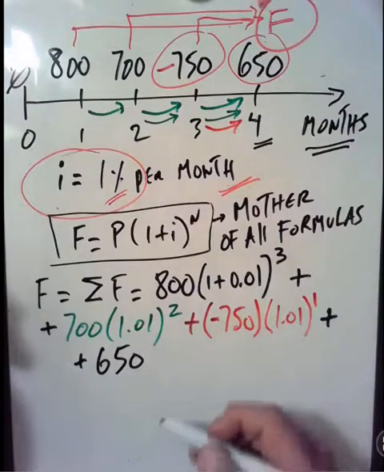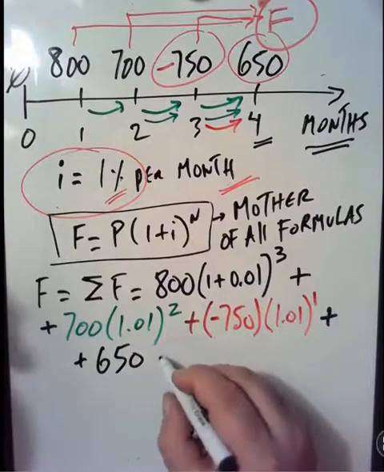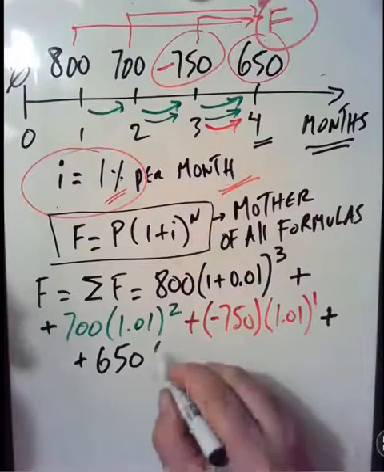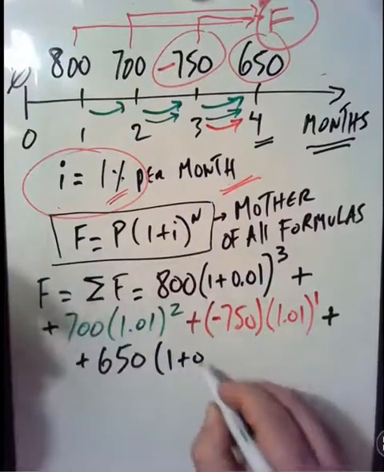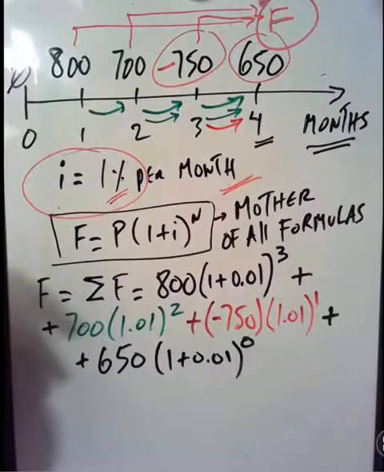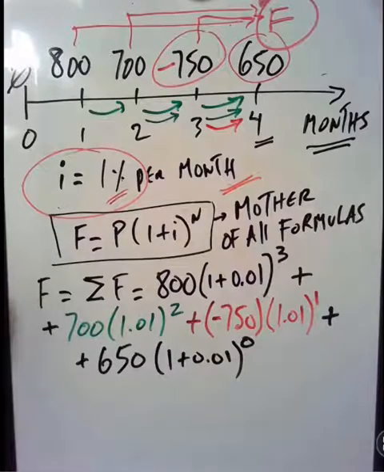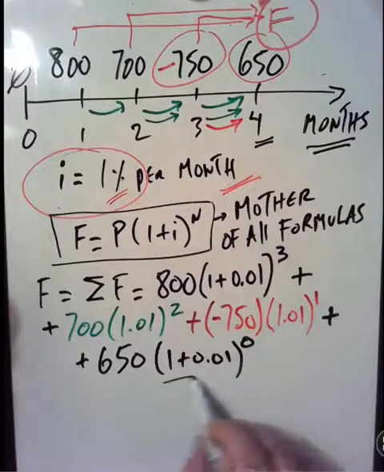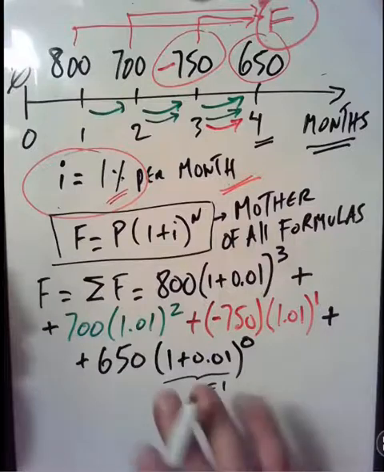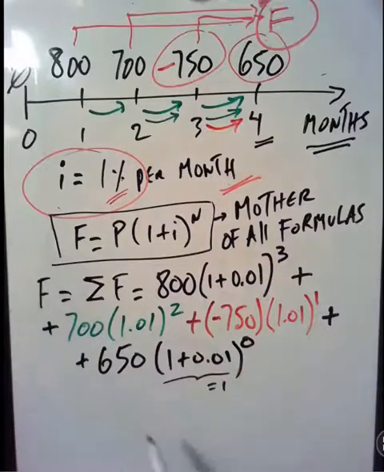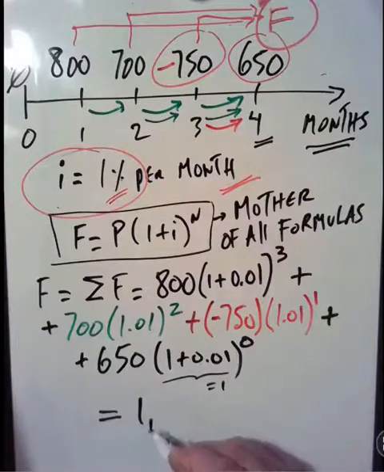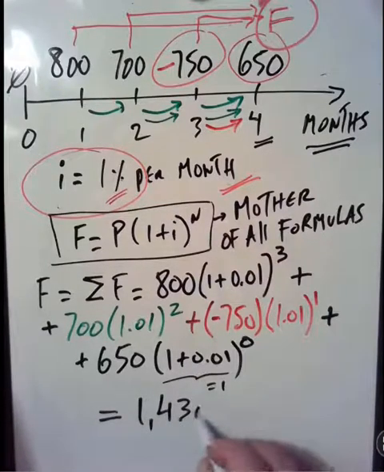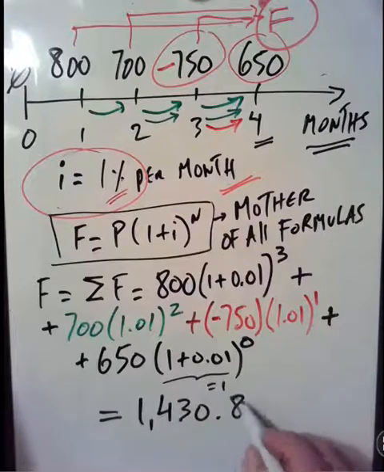The 650, I'm going to collect it. If you want to be detailed, then this is the same as writing, following the same formula, times the interest rate to the power of 0, because there's no months that these 650 are going to earn interest on. Since this is equal to 1, then you could write just 650. So this will be equal to $1,430.81.